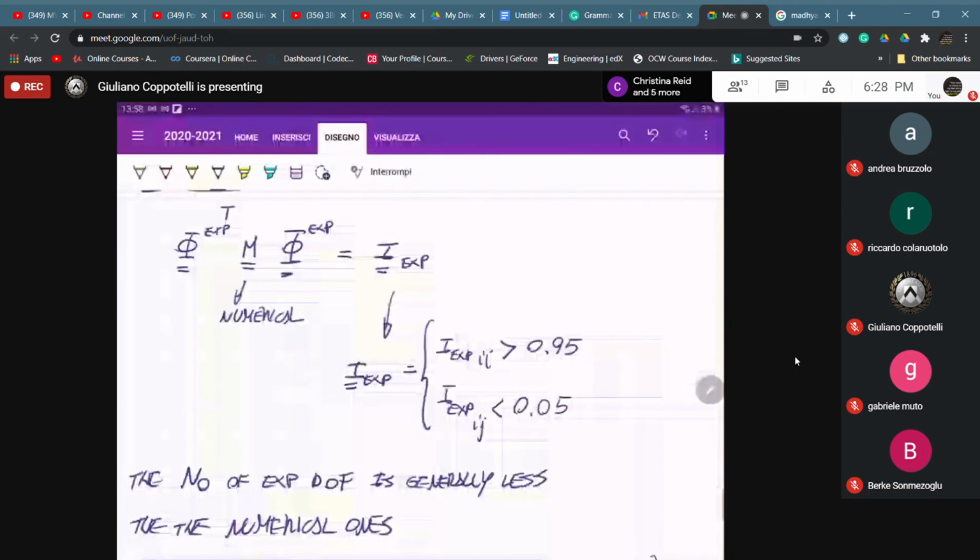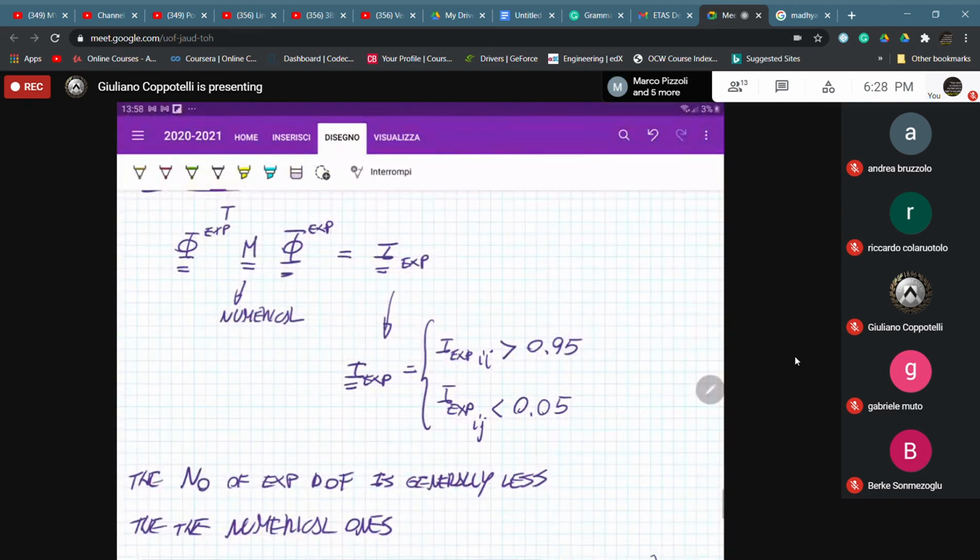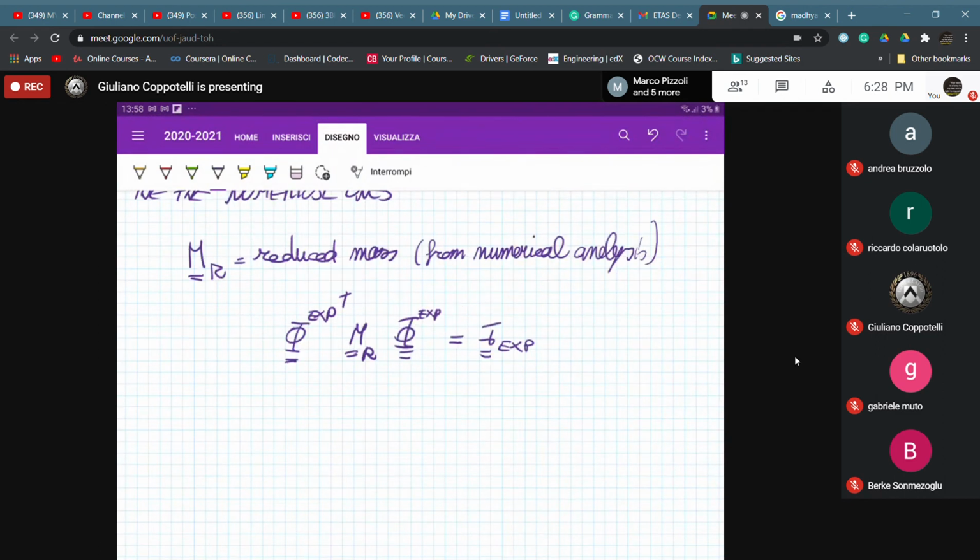Okay, good. Please note that the mass matrix is, of course, required for this comparison. Okay, so once again, how can I use the result of this comparison in terms of modal mass?